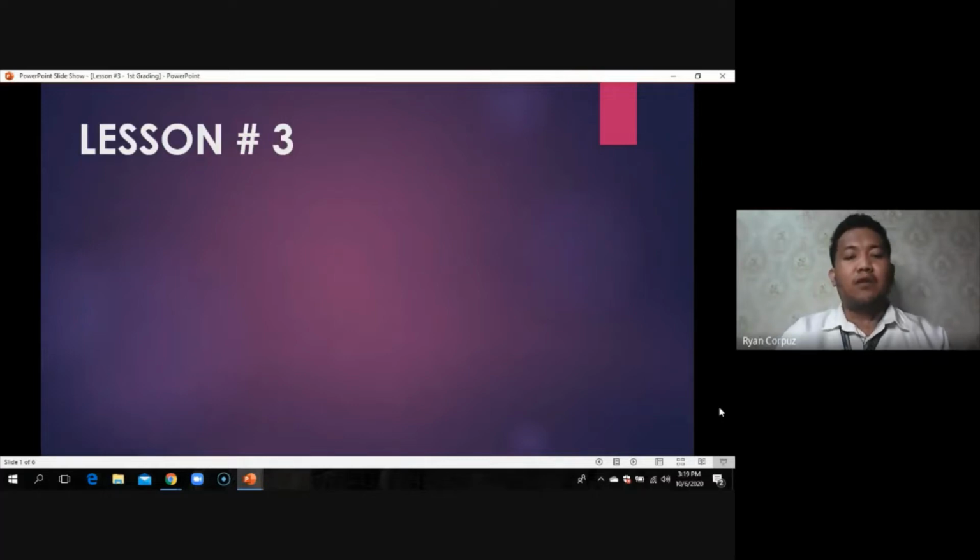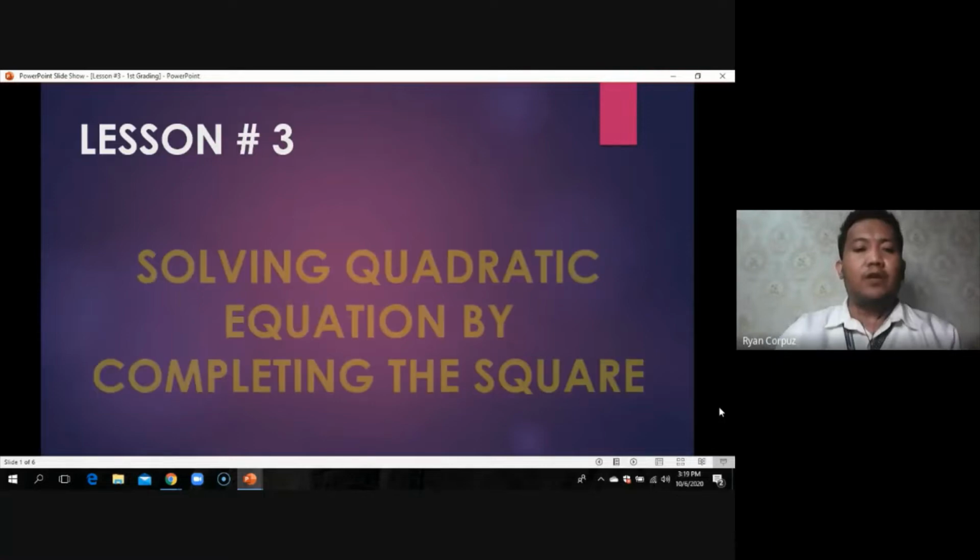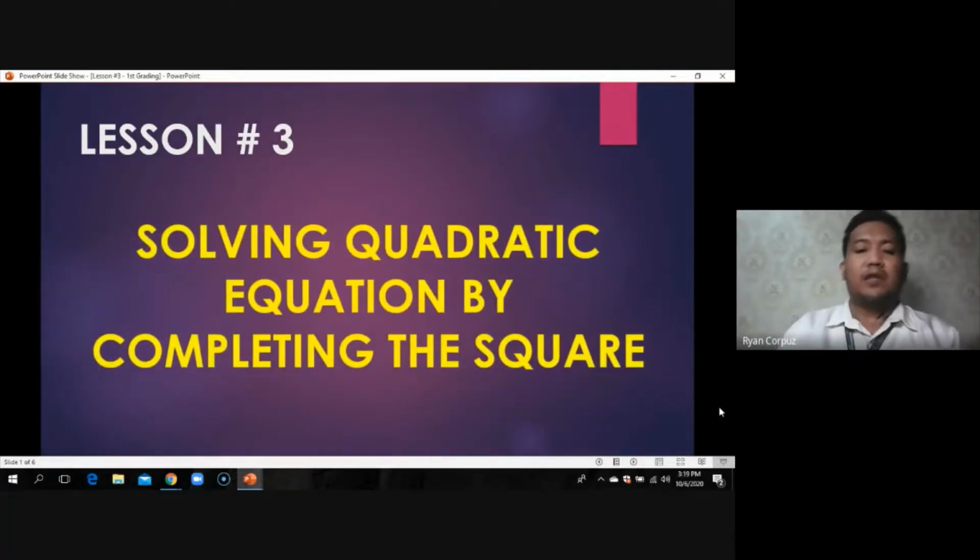So, again, we are going to discuss another lesson. This is now lesson number 3. For today's lesson, we are going to discuss solving quadratic equation by completing the square. So, another method in solving quadratic equation. We went through using extracting the roots, then we went through using factoring as a method. Then this time, the third one is by using completing the square.